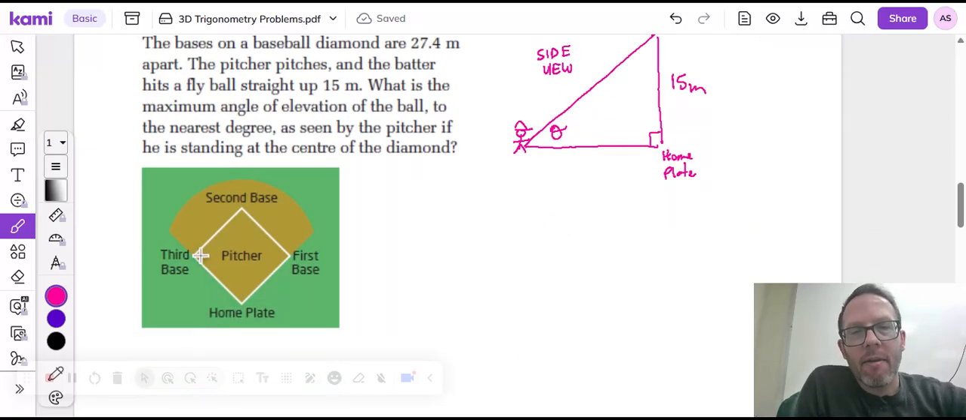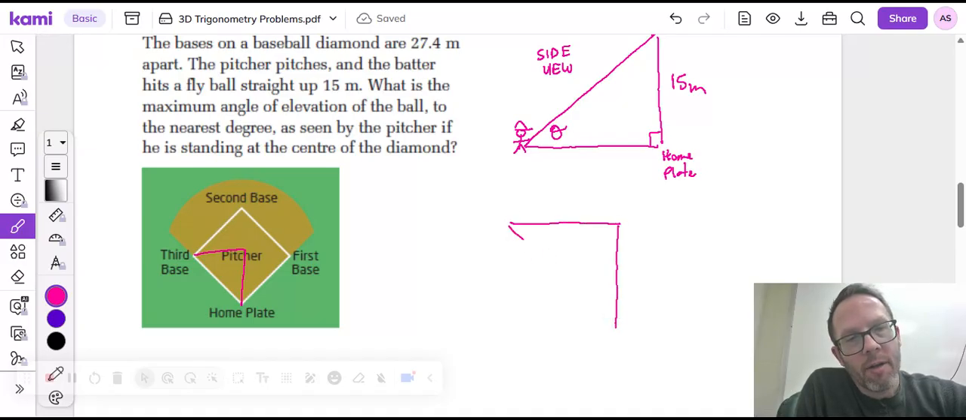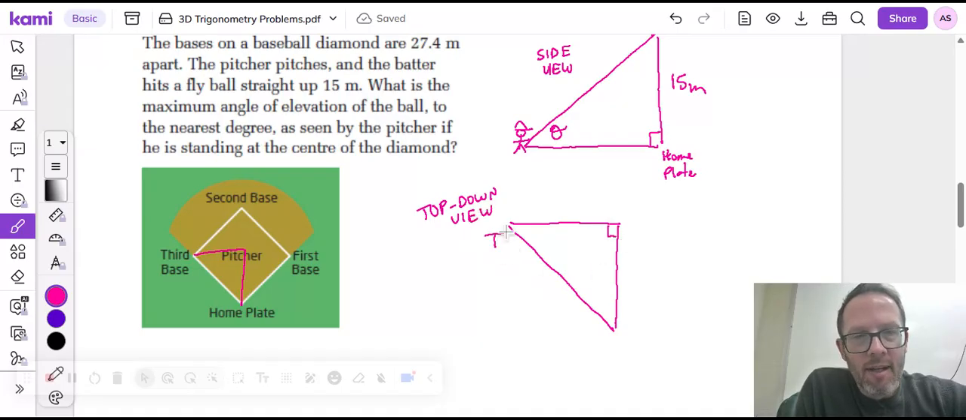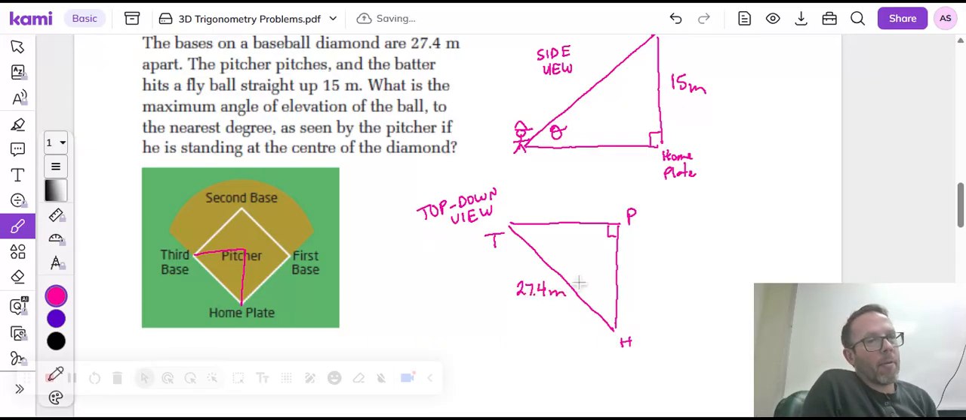I'm going to dial in on third base, home plate, and the pitcher. If we could find how far it is from the pitcher to home plate, we'd be good. So I'm going to draw a second triangle here. And I'll call it a top-down view. This is a right angle triangle. I'll put a T here for third, an H here for home, and a P for pitcher. But I know from third to home, the question says that's 27.4 meters. And I know due to the geometry of this problem that those two acute angles are both 45 degrees.